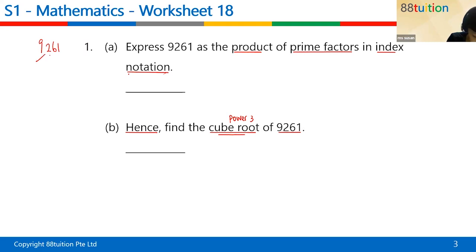Prime factorization, we always start from the smallest prime number. The smallest prime number is 2, but 2 is not able to divide because this is an odd number. So you don't use 2. The next smallest one will be 3. So you divide by 3, you get 3087. Okay, and then you can divide it further by 3. So you get 1029.